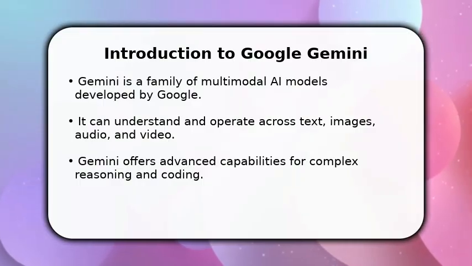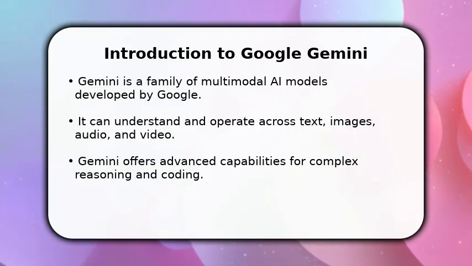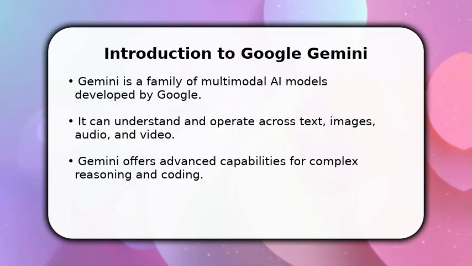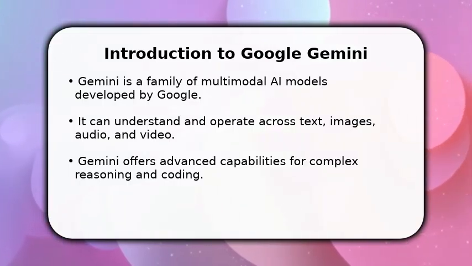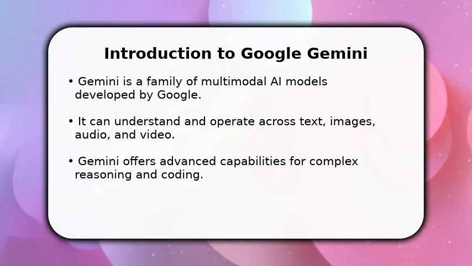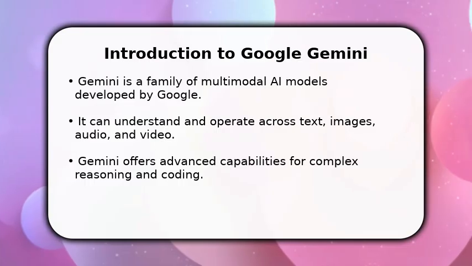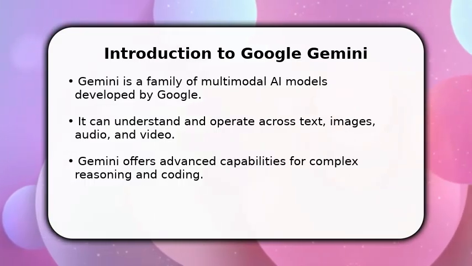In this video, I will explain how to use Google Gemini. Gemini represents a new era of artificial intelligence, designed by Google to be inherently multimodal. This means it can seamlessly understand and operate across various types of information, including text, images, audio, and even video.